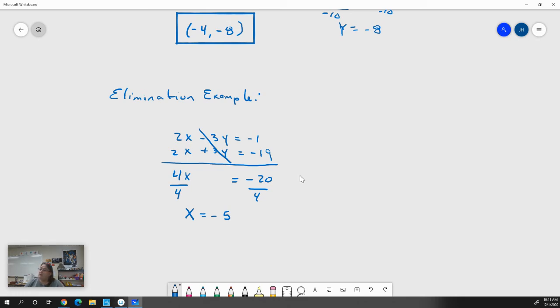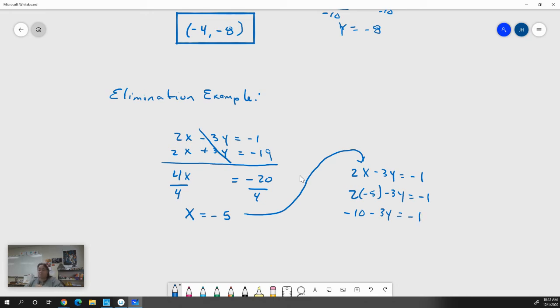And I already know what my x value is. So I can take either one of these equations. I'll take the top one because the numbers are smaller. So I'll take 2x minus 3y equals minus 1. What I already know is that x equals negative 5. So I can just plug that in. 2 times negative 5 minus 3y equals negative 1. So now I just have to do the math and I'll know what y equals. 2 times negative 5 is negative 10 minus 3y equals negative 1.